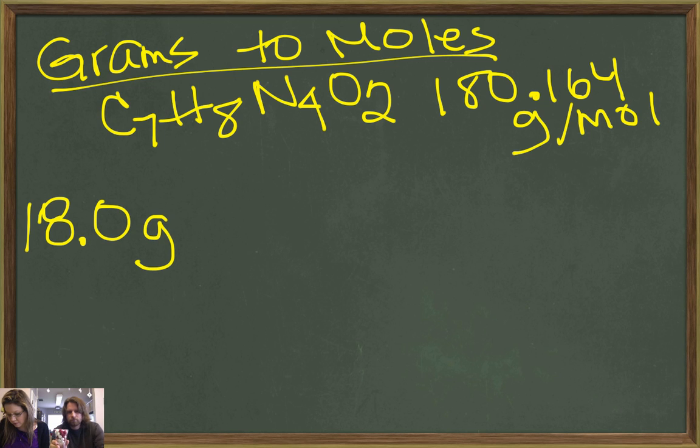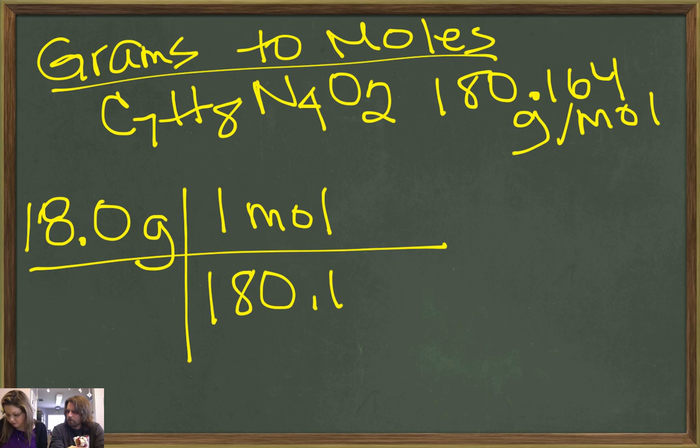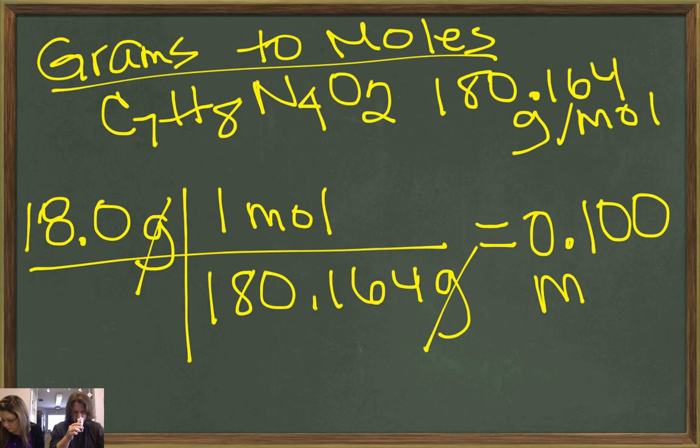So 18.0 grams, same thing, set up my train tracks, except this time I'm solving for moles. So I put 1 mole on the top and my molar mass on the bottom because I want grams to cancel. What you're given goes on the top left. Right. Got it. I was confused about that for a second. If you do the math, and remember your sig figs, I need 3 sig figs, I would have 0.100 moles in that cup of chocolate.